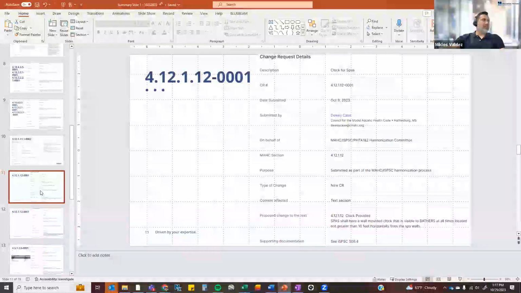Next is a clock, 412.112. So spas shall have a wall-mounted clock that's visible to bathers at all times, located no greater than 10 feet horizontal from the spa wall. Basically, you can put that right above the emergency shutoff.